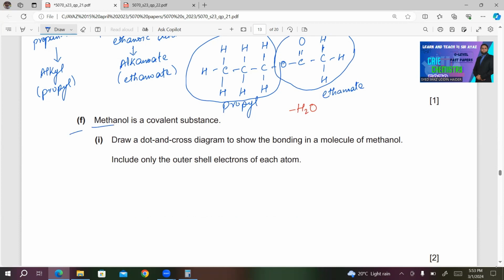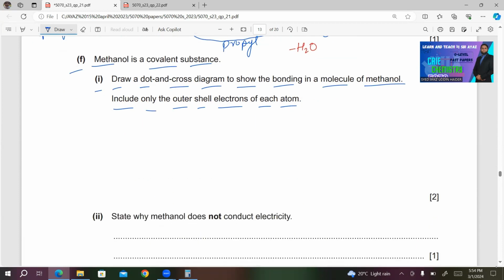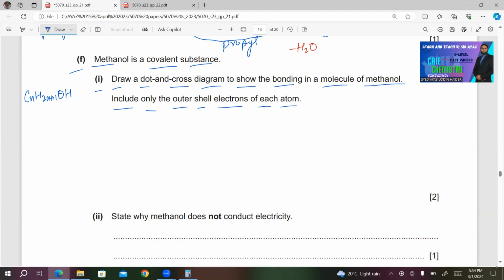Part F. Methanol is a covalent substance. 1. Draw a dot and cross diagram to show the bonding in a molecule of methanol. Include only the outer shell electrons of each atom. First of all, you should know the formula for methanol. The general formula for methanol, it's an alcohol. So general formula for alcohol is CnH2n plus 1 OH. Here the value of N must be 1. It's math. So you write C1, H2 multiplied by 1 is 2, 2 plus 1 is 3, CH3OH. This will be the formula for methanol.